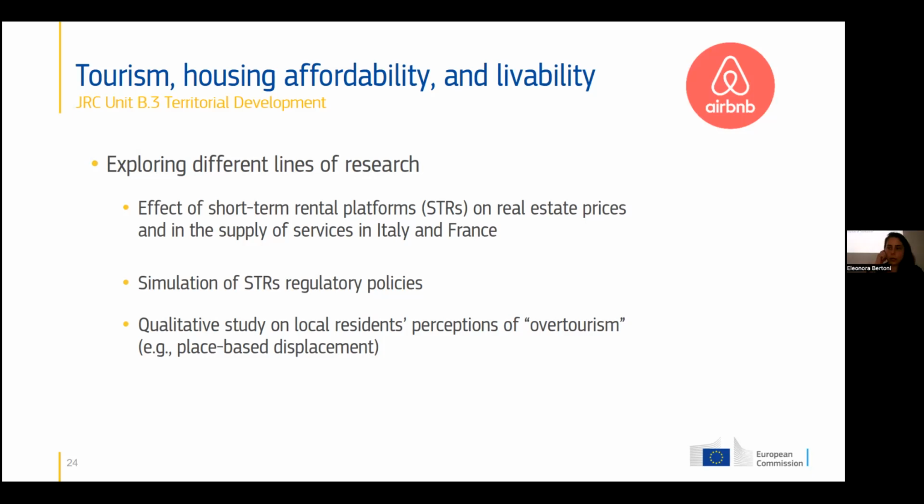And also we're thinking to develop this mixed method research by including some qualitative analysis on local residents' perceptions, because some of the most recent literature is looking at the effect of over-tourism or touristification on mental health and distress. And this is super interesting and is done mainly on a qualitative base. And so we are thinking to develop a survey to look at this as well.